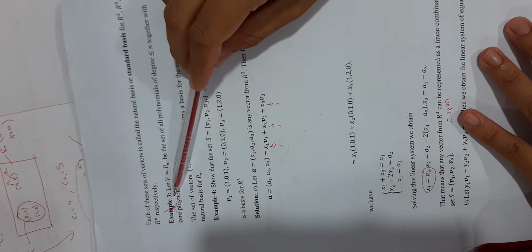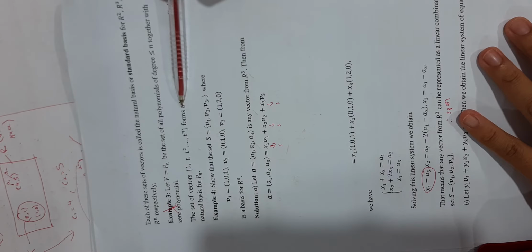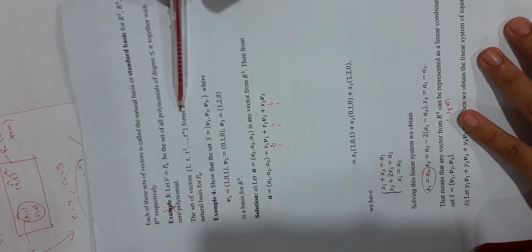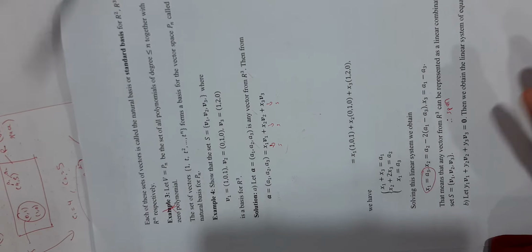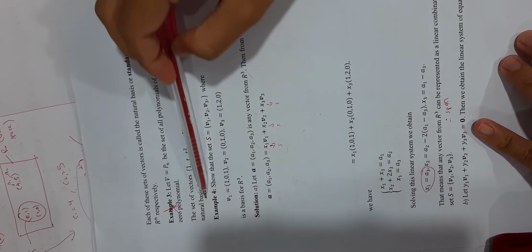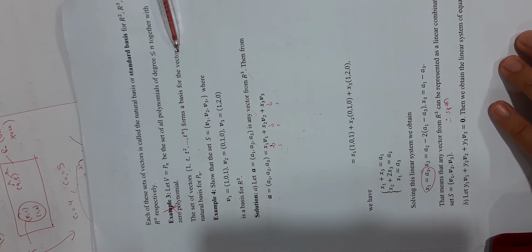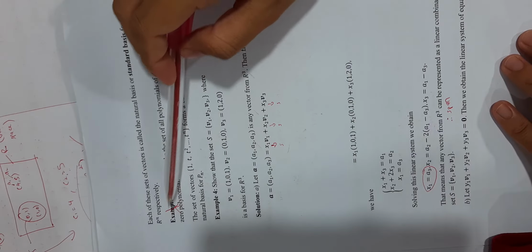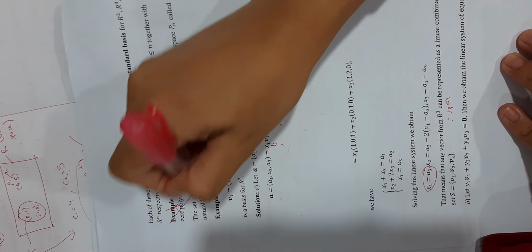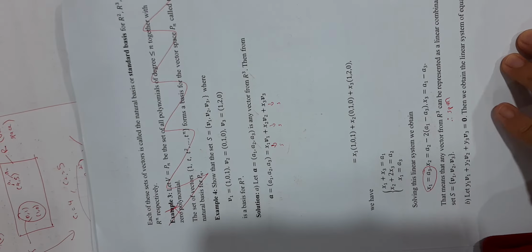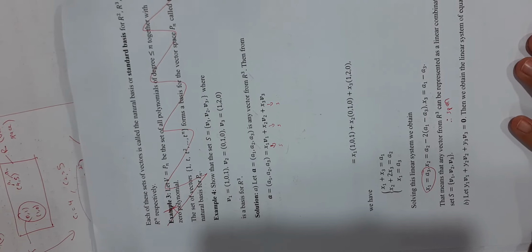I'm going to skip this example 3 because I don't like examples that don't explain how you get the answers. There's a statement here and only one line of solution. This is not the solution. This is supposed to be not example 3 but exercise 3, because the solution is not given. So for that reason I'm going to skip this one and let's have a look at example 4.